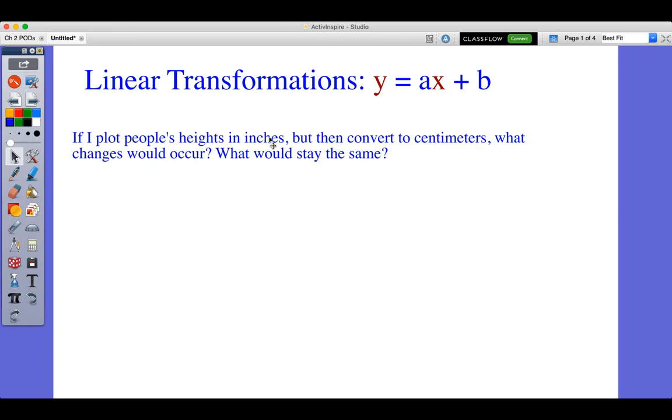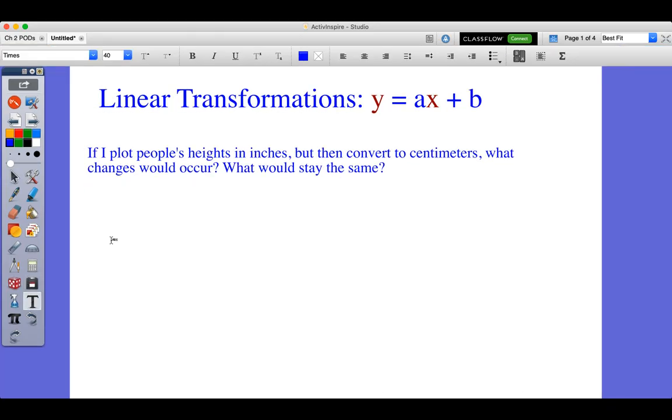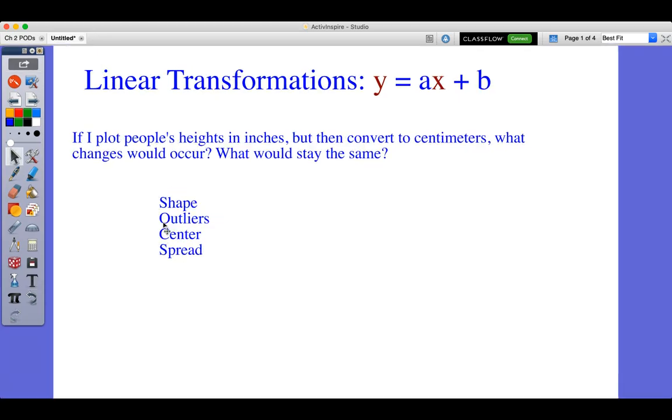If I plot people's heights in inches, but then convert to centimeters, what changes would occur? What would stay the same? And you may be thinking to yourself, well, what changes do I even want to think about? The changes that I want to think about are shape, outliers, center, and spread. I guess context. Does context change? I hope not. Okay, so these are the questions that we want to consider here.